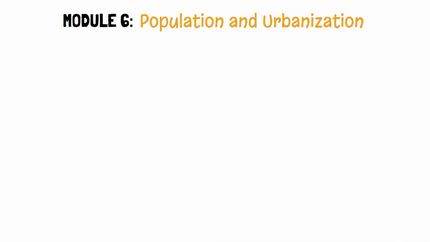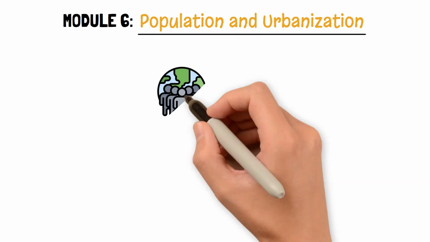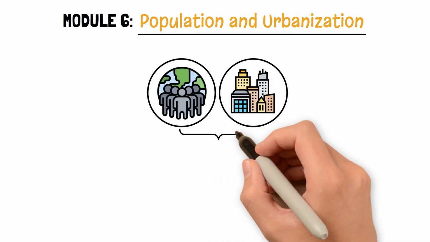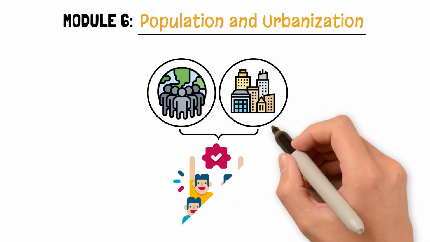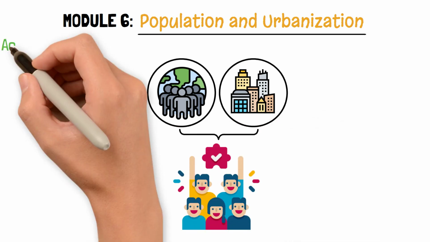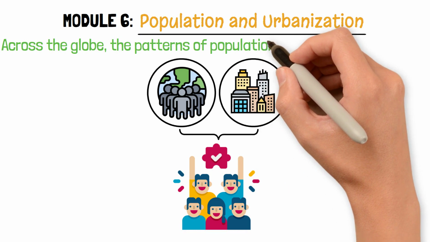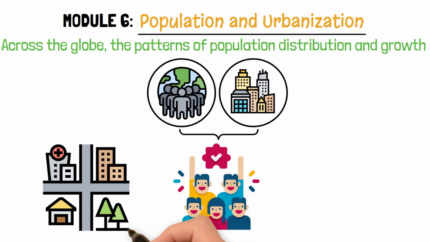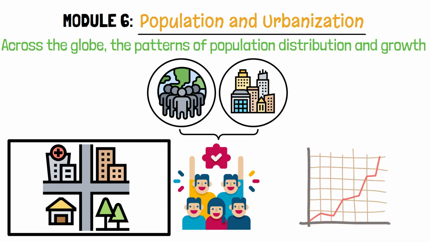Module 6. Population and Urbanization. When considering the complex tapestry of population and urbanization, it's like stepping into a dynamic and ever-evolving painting of human activity. Across the globe, the patterns of population distribution and growth, alongside the rise of urban centers, tell a story of both progress and challenge.